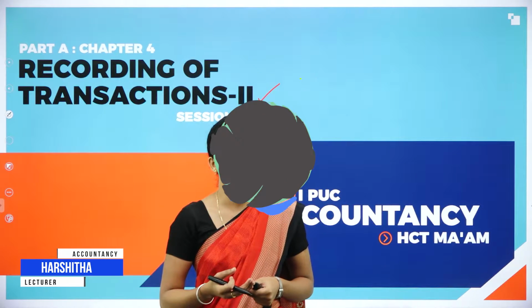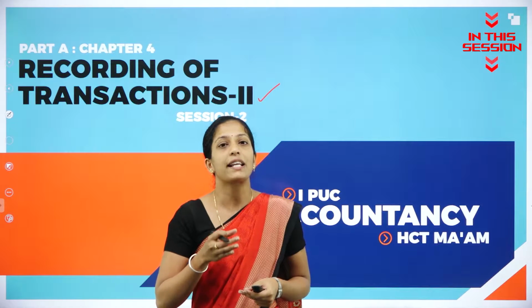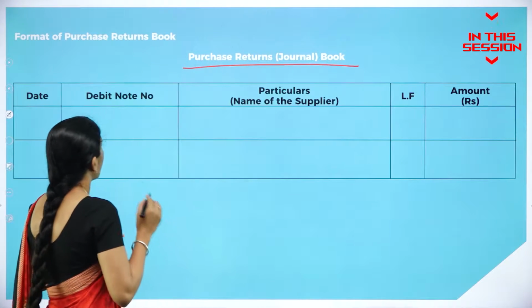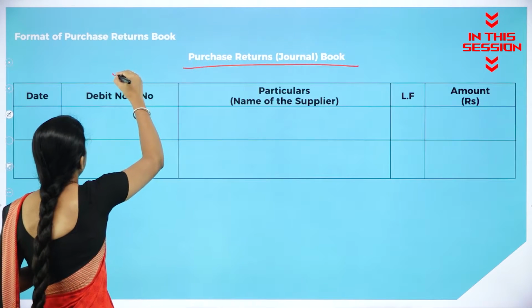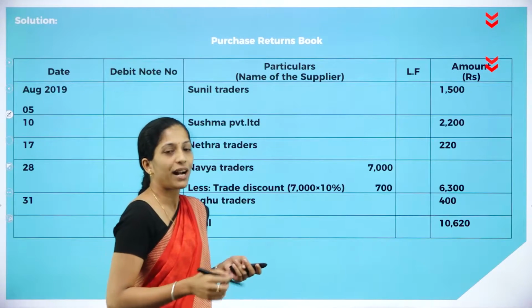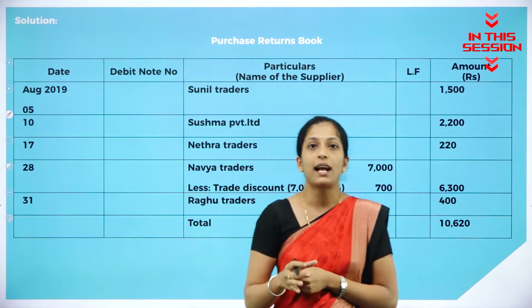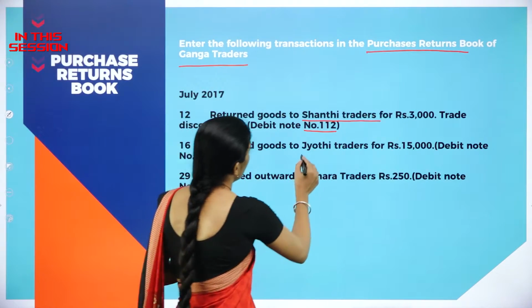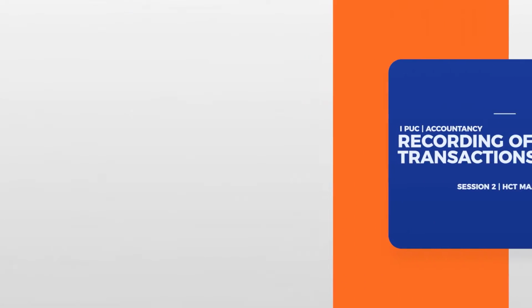So what is purchases book? It is a book where we are going to record all the credit purchase of goods. Instead of inward invoice number, under purchase return book you will be having debit note. So you know the format of purchase return book. You will be having date column, debit note number, return goods to Jyoti Traders for rupees 15,000.